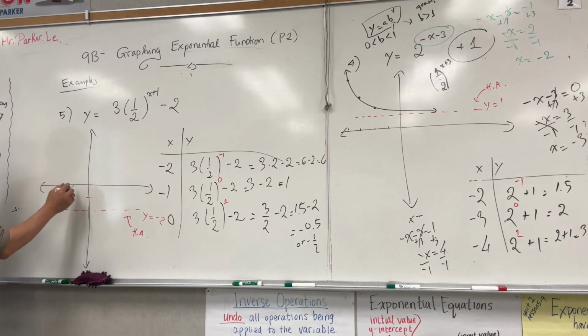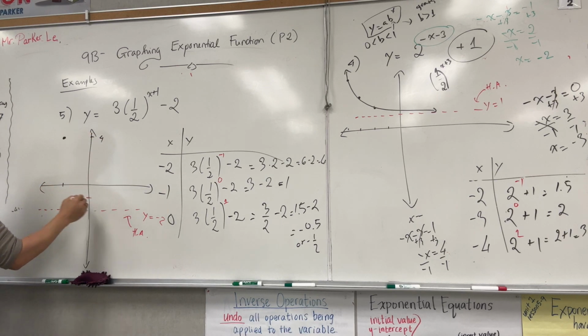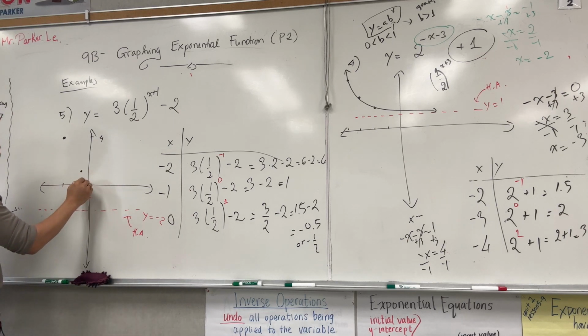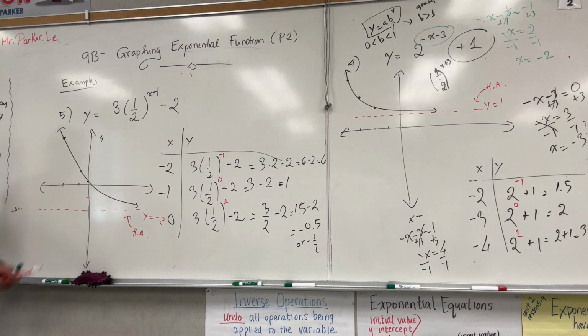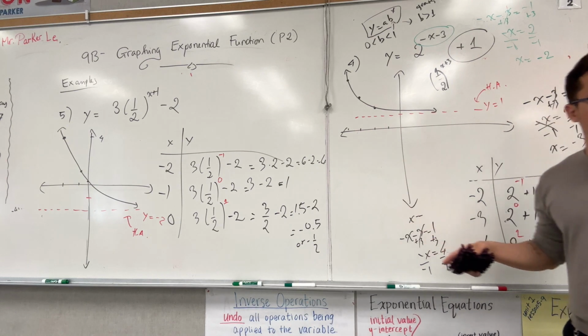Negative 2 and 4. Let's say this is 4. Okay? Negative 1, 1. 0 and 1/2. Okay? Again, it goes along with the horizontal asymptote. So you're going to cut through like this. Yeah? Alright, the last one we're going to do together.